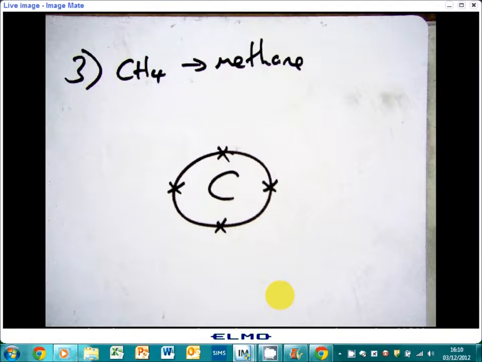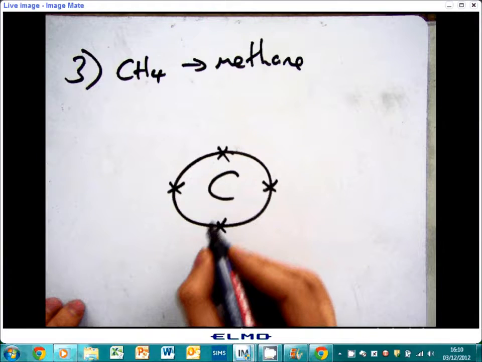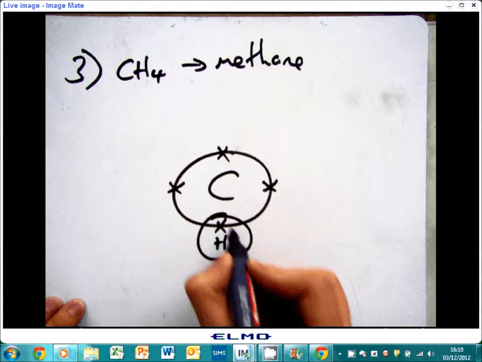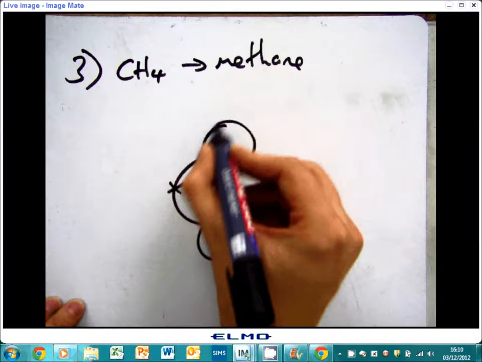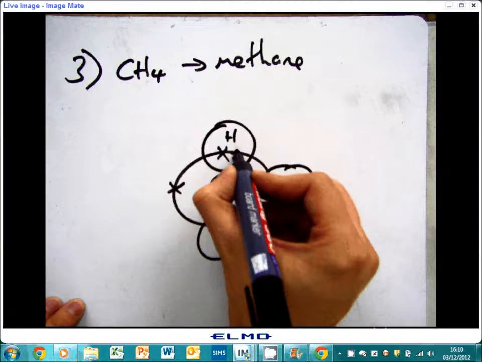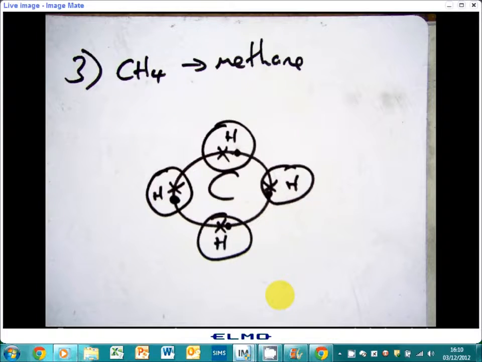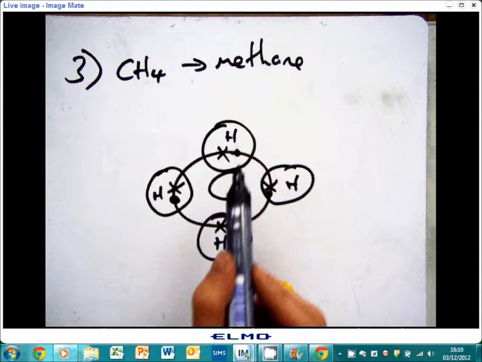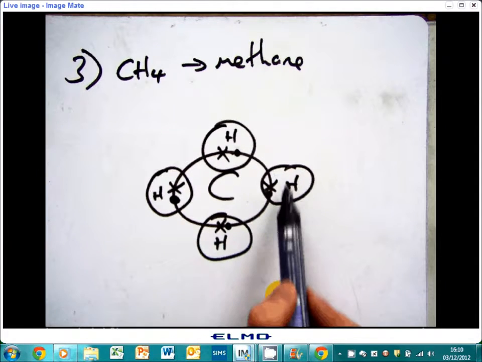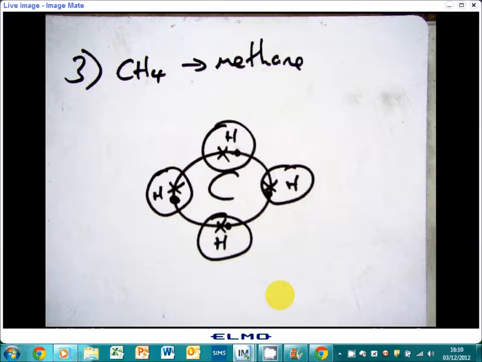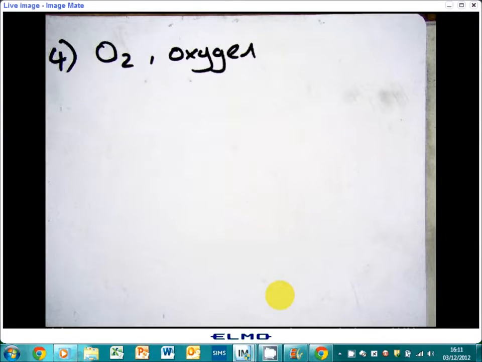The next one is methane. Carbon has 4 electrons in the outer shell, therefore it can make 4 bonds. So if you've got 4 hydrogen atoms around it, you have CH4. Notice how now carbon has 1, 2, 3, 4, 5, 6, 7, 8 electrons in the outer shell, and every hydrogen has got 2. So everything has a full outer shell.